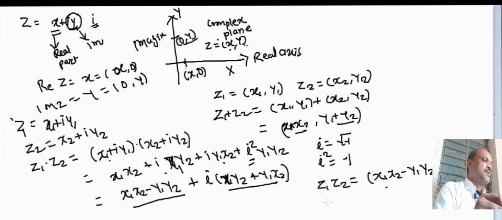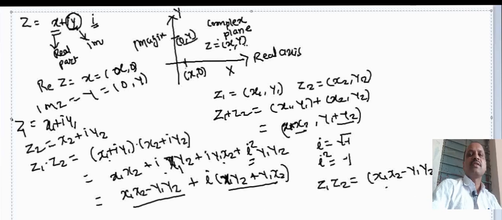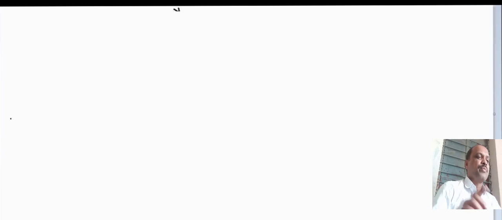Let us see some basic properties of complex numbers. We can see that here a complex number is denoted by the ordered pair x comma y. From now onwards we are using this ordered pair to denote a complex number.